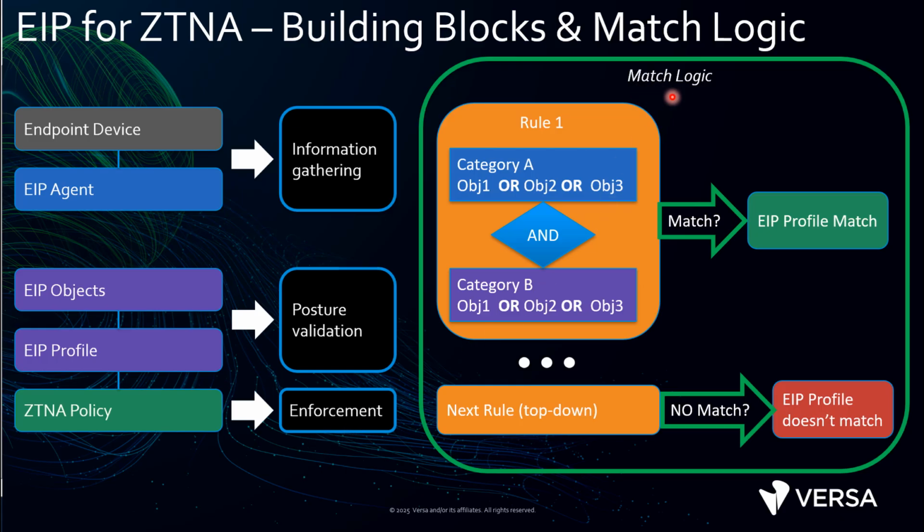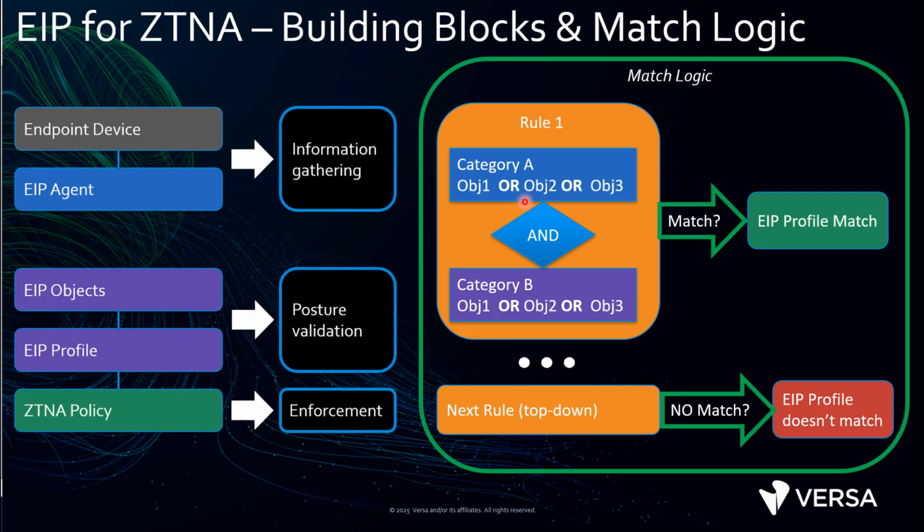Here is the match logic that we use to build our EIP profile. At the first level, it is based on rules. We can have multiple rules, and here the flow is a firewall-like approach until the first match occurs. Inside the rule, we have one or more categories, and across categories, it is an AND criteria to match. So every category should match in order for the rule to match. Then inside the category, it is an OR statement, which means at least one or any of the objects should match.